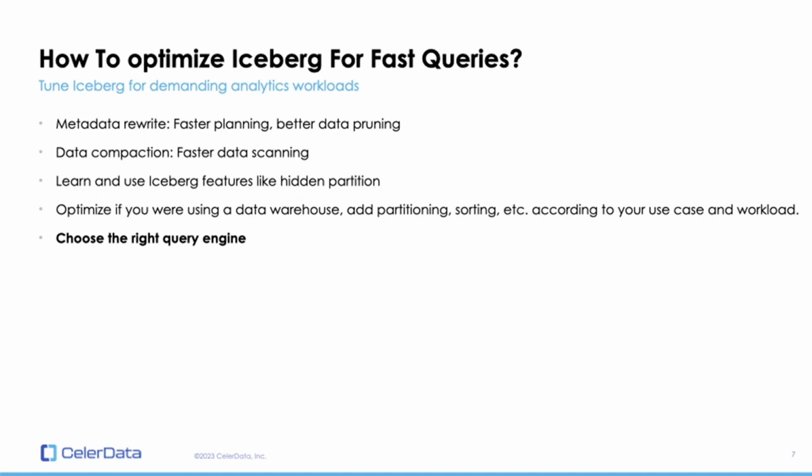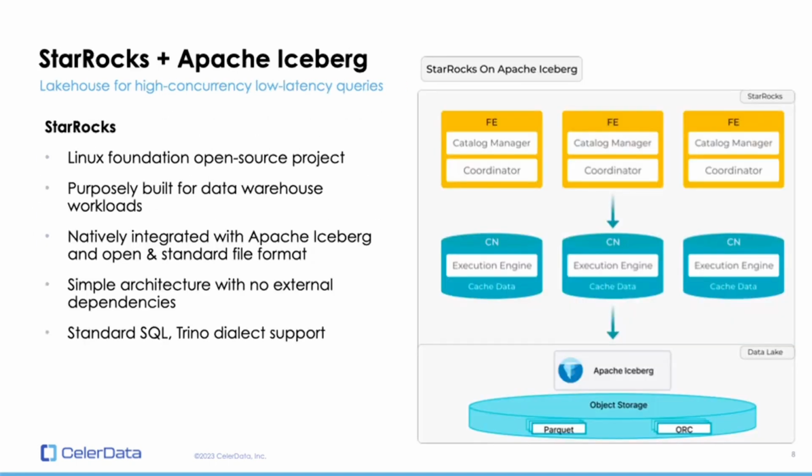Like StarRocks. StarRocks and Apache Iceberg together present a data lakehouse architecture that is really built for high concurrency, low latency query workloads. So I'll give a short introduction to StarRocks. StarRocks is a Linux Foundation open source project. It's a lakehouse SQL query engine, purpose-built for data warehouse-like workloads. StarRocks got famous because it was a real-time data warehouse, and it's been handling data warehouse-like workloads since it was open sourced.